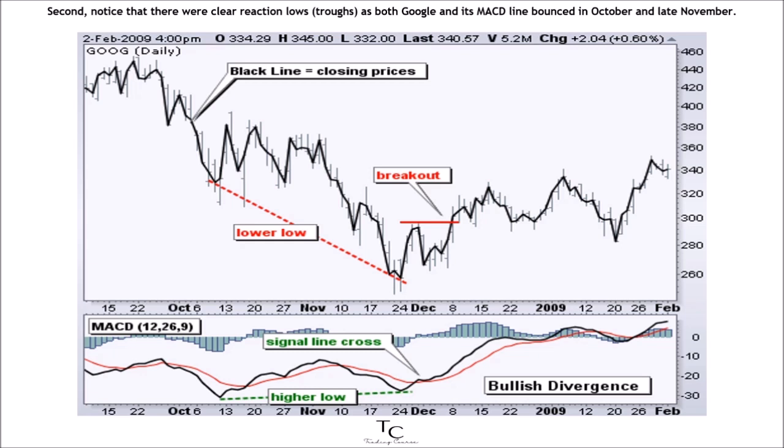Second, notice that there were clear reaction lows, troughs, as both Google and its MACD line bounced in October and late November. Third, notice that the MACD formed a higher low as Google formed a lower low in November. The MACD turned up with a bullish divergence and a signal line crossover in early December. Google confirmed a reversal with a resistance breakout.